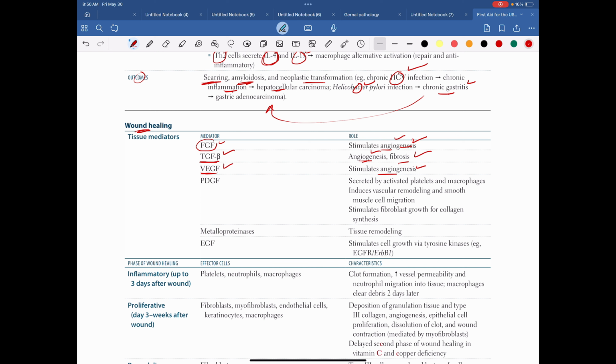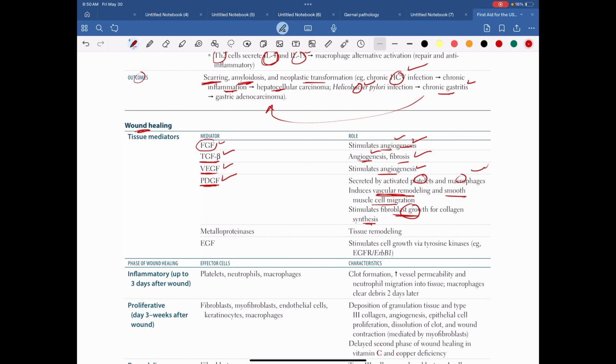Then also, if there is production of platelet derived growth factor, that will help and stimulate the fibroblasts for collagen synthesis. So they can ask you in the exam how platelet derived growth factor is secreted. It is secreted by platelets and macrophages. It will induce vascular remodeling and smooth muscle migration. It will stimulate the fibroblasts for collagen synthesis.